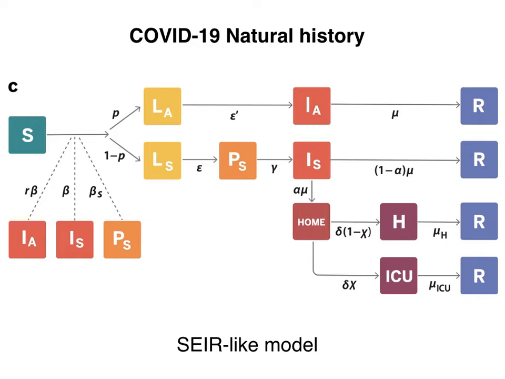So these are SEIR-like models, in which you have the susceptible, exposed, infectious, and recovered or removed states. This is the one that we are going to use in the next part. And in order to couple this model with the populations, we are going to use data-driven models at different scales.